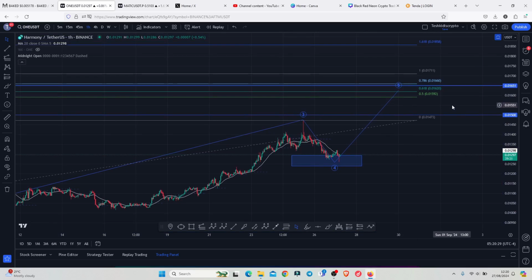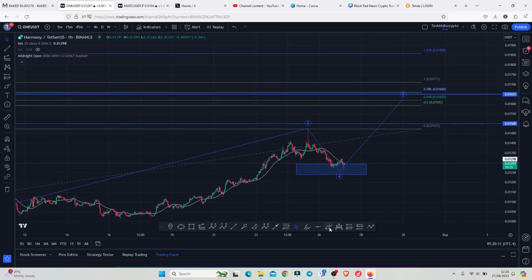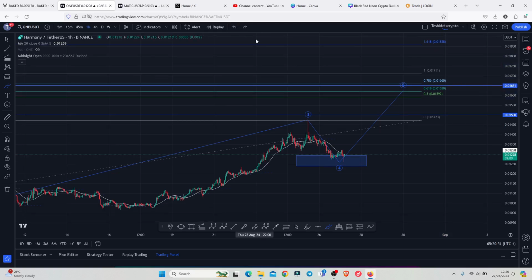And the moment you manage to break above that and also manage to break above resistance at the 0.01651, then we can easily see an aggressive bounce to the upside to the fib level 1.618, which lies above the 0.01858. So that is the price action that I'm expecting for the next coming hours here on the HARMONYONE chart.